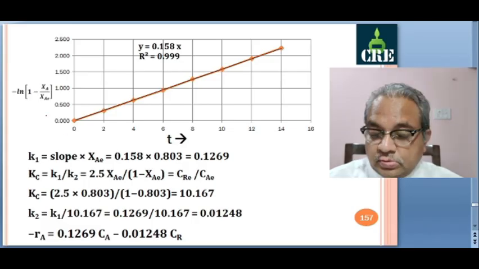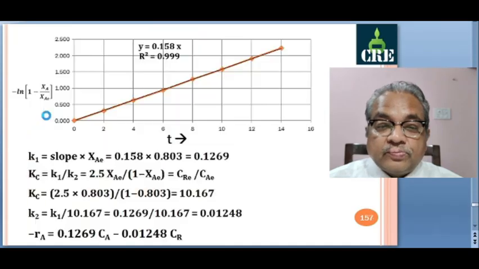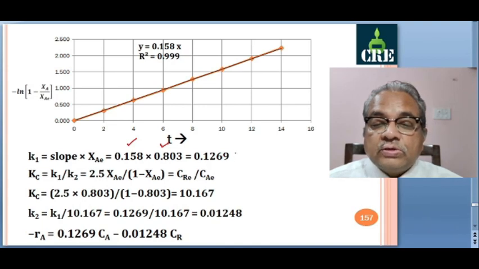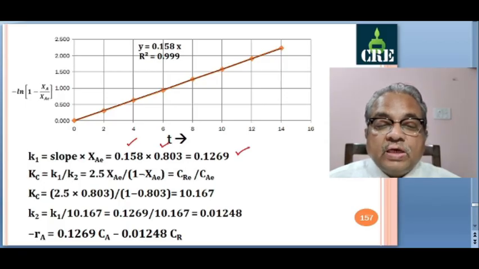So what is the slope? K1 by XAE. So K1 will be slope into XAE. Slope is 0.158, XAE is 0.803. So we know K1 as 0.1269. Okay. Kc is K1 by K2, and that is nothing but 2.5 XAE by 1 minus XAE, because the stoichiometry is 1 to 2.5.